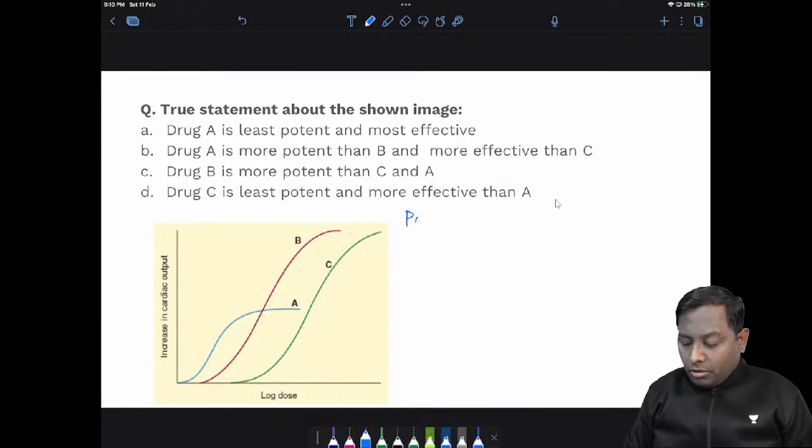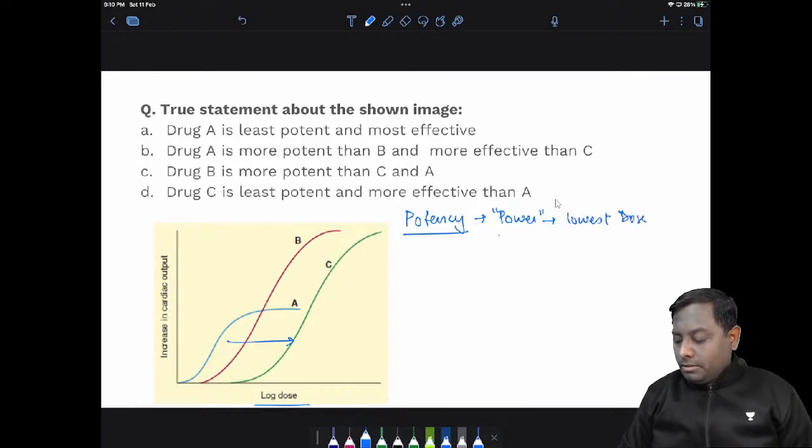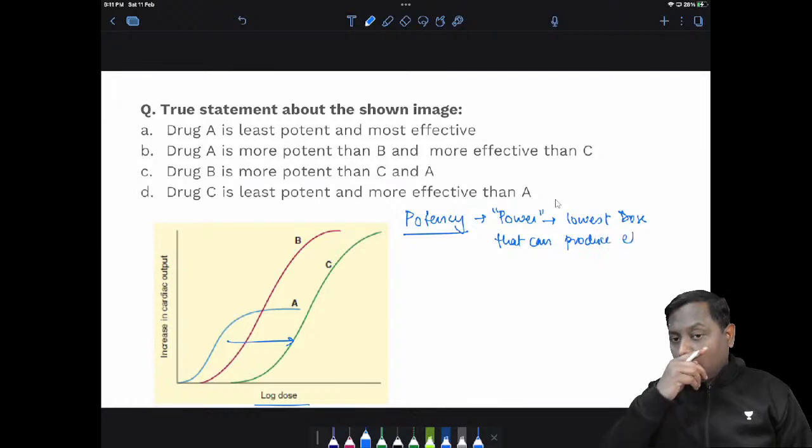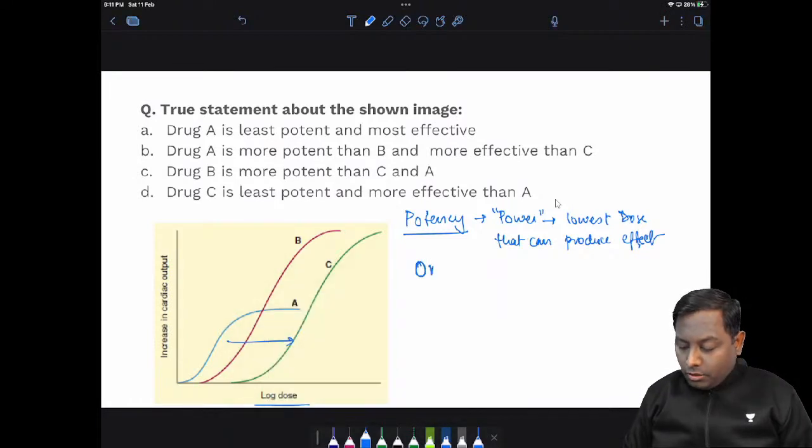Now whenever we talk about the order of potency, potency always goes in this order: P, D, L. In potency, we will always be looking at the dose line, paying attention to the dose line, and the left one will be the most potent one. So in potency, we look at the power: the lowest dose that can produce the effect. So we are actually looking at the dose line here. And if you look at the order here, the order of potency will be A followed by B followed by C.